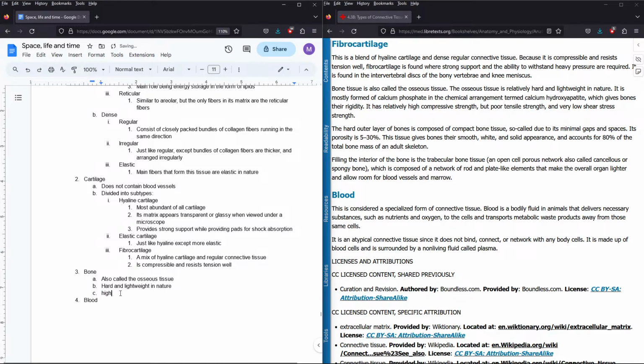Has relatively high compressive strength, but poor tensile strength.